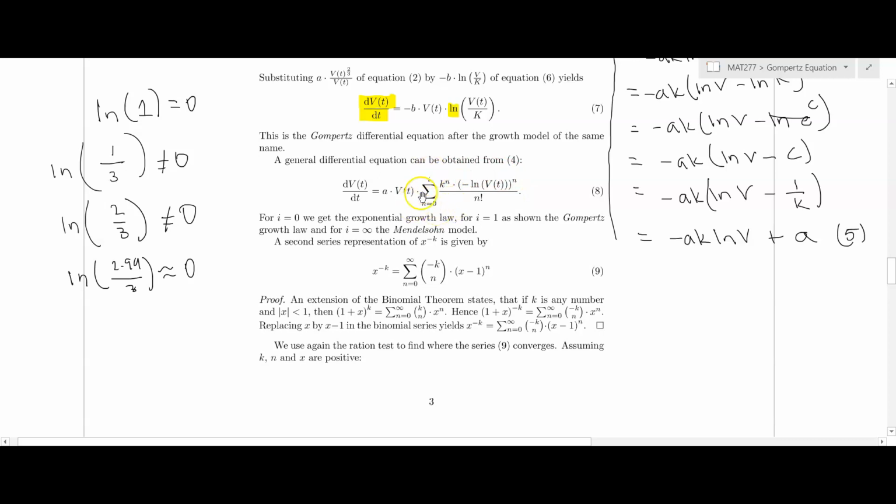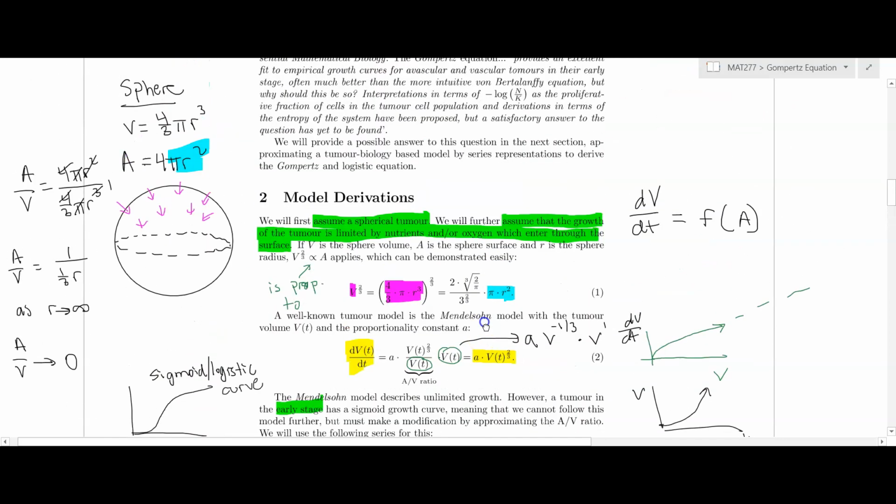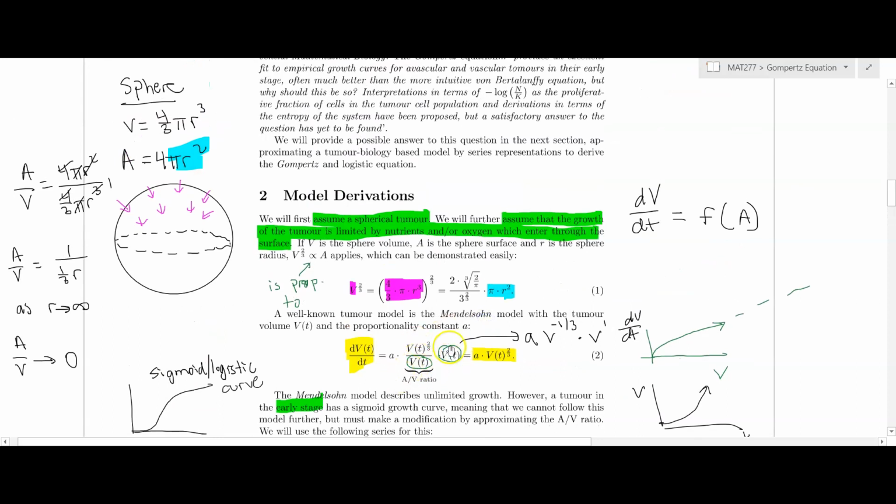And of course this goes to infinitely many terms, but if you only go to i equals 1, this has error in it. It only estimates the a to v ratio. And since it only estimates the ratio, there's going to be some error in it, and so you get the limited Gompertz growth law. And for i equals infinity, you get exactly the a to v ratio, and the v's cancel out, and you get unlimited growth.